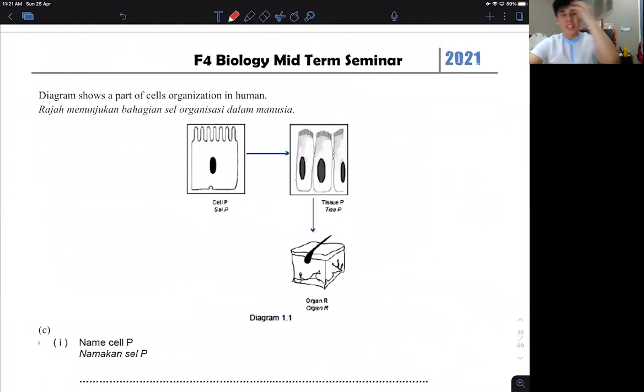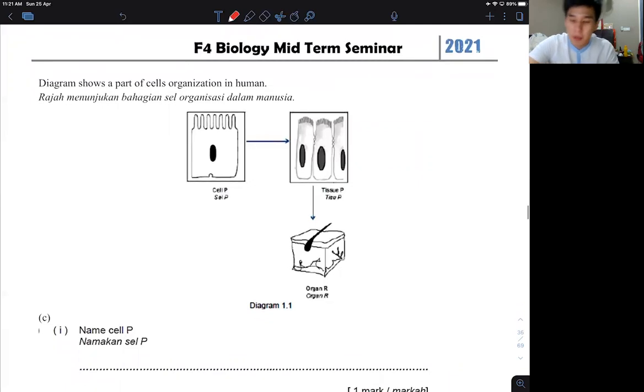Come, let's look at this one. They say, diagram shows a part of cell organization in humans. So we have another type of cell organization. So you can see the cell P, tissue P, organ R. Now, what is cell P? So this one I didn't go through in front, but you can see eventually I formed this organ. What organ is this? Can see it. This is basically the skin.